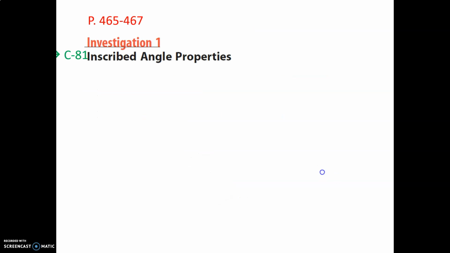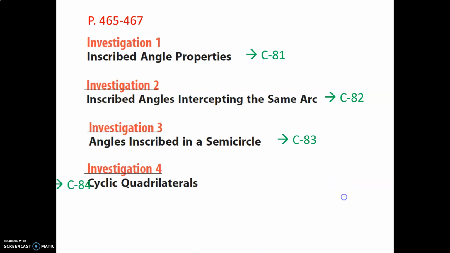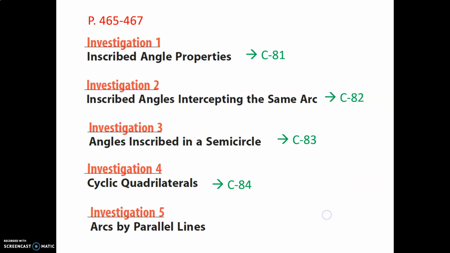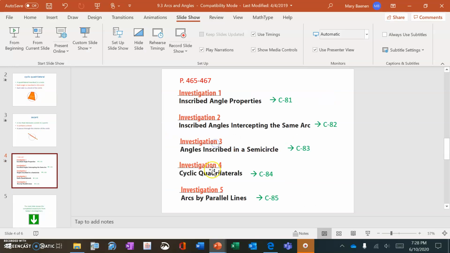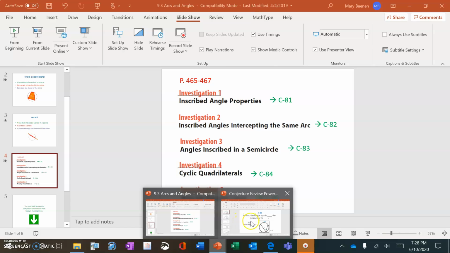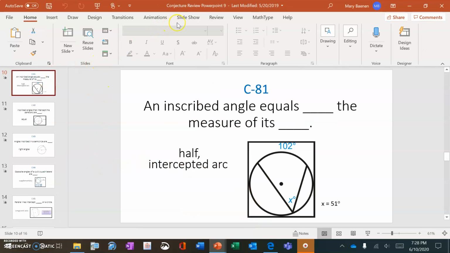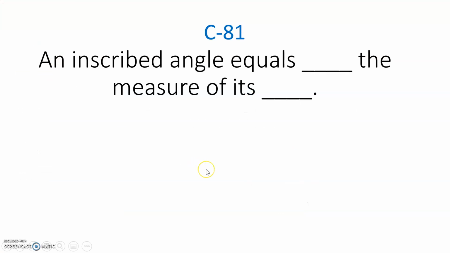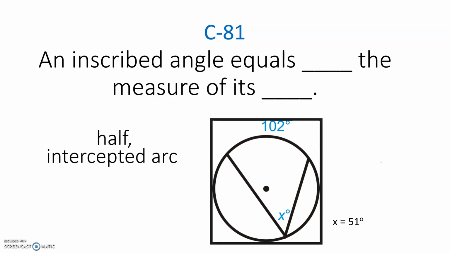Now, there are many investigations that lead to many conjectures today. So if we were in class, we would be doing these conjectures. But we're not. So I'm going to go over here and run through the conjectures. The first conjecture of section 9.3 is conjecture number 81. And this is what it says. An inscribed angle equals half the measure of its intercepted arc.